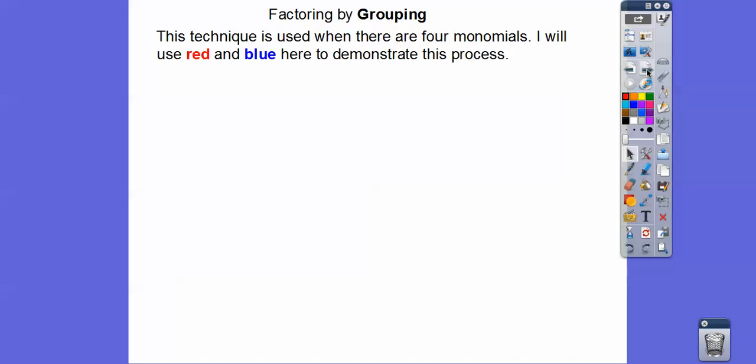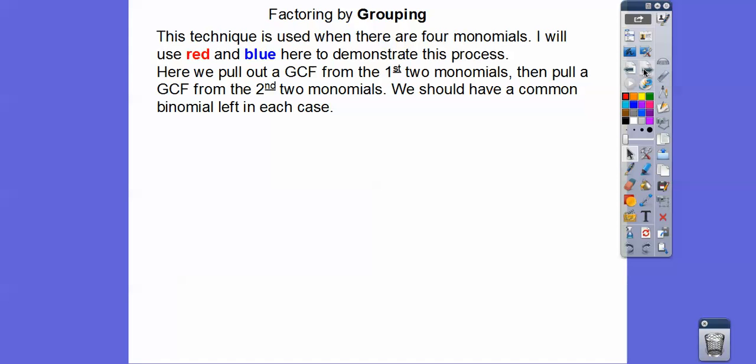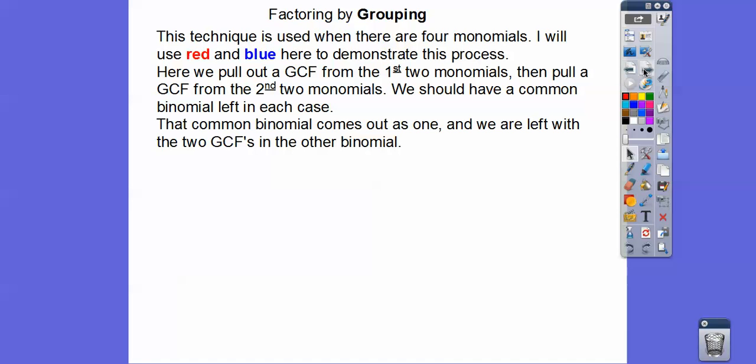Then we do factoring by grouping. This technique is used when there's 4 terms, 4 monomials, and I'm going to use red and blue to show you what's happening here. What you do is you pull a GCF out of the first 2, and then pull a GCF out of the second 2, and then you're going to be left with a common binomial. So how am I going to use these colors? The common binomial is going to come out as 1, and we're going to be left with the 2 GCFs in the monomial. And you're thinking, what?